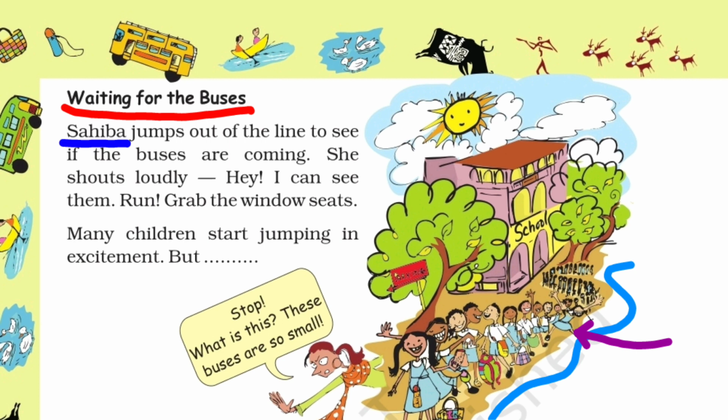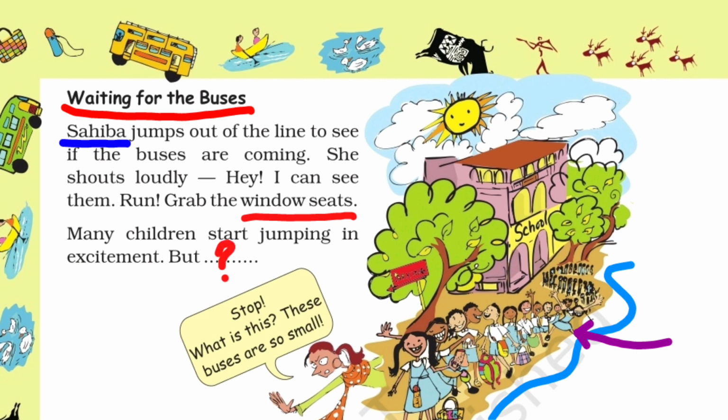Run and grab the window seat. So she wants the window seat because when we sit next to the window, it is very easy for us to look around, right? So it will be very exciting when we sit in the window seat. Many children started jumping in excitement. But what happened? Suddenly something happened.